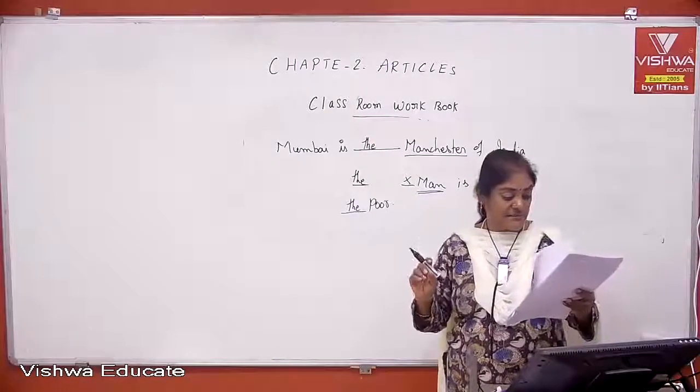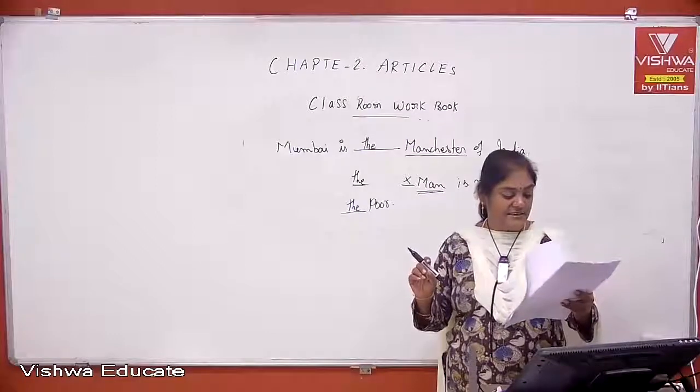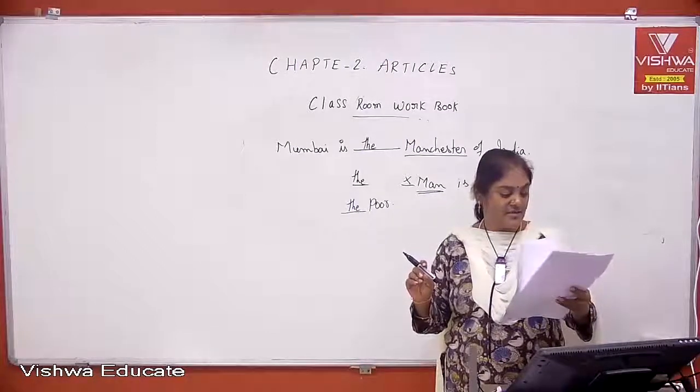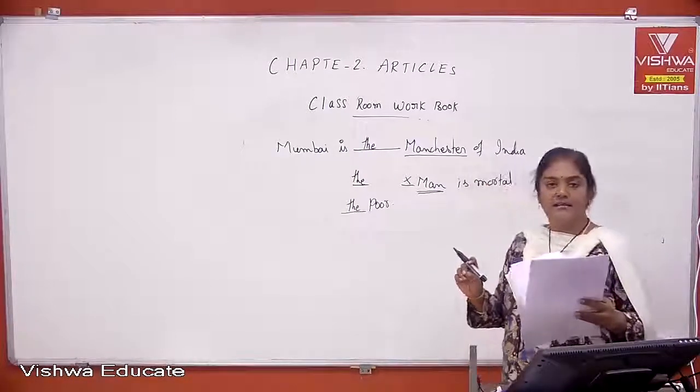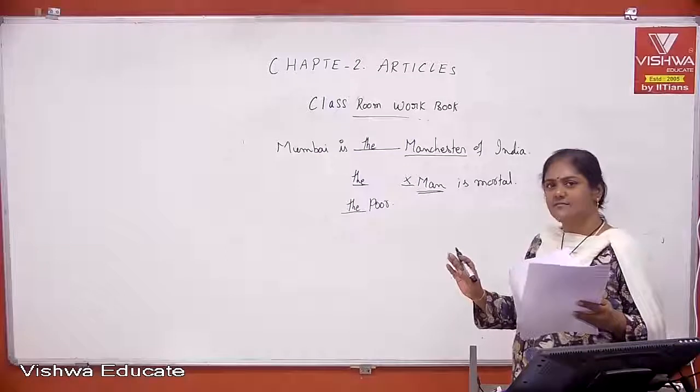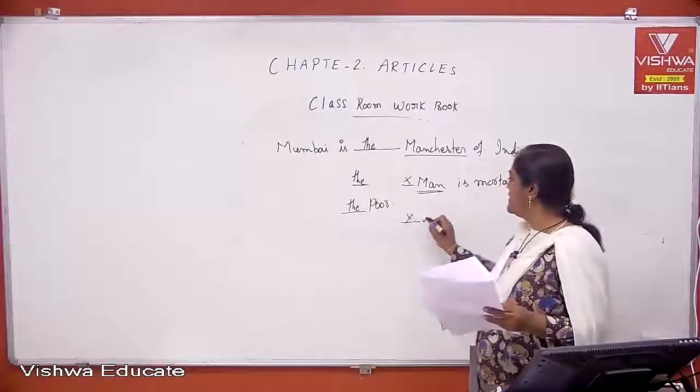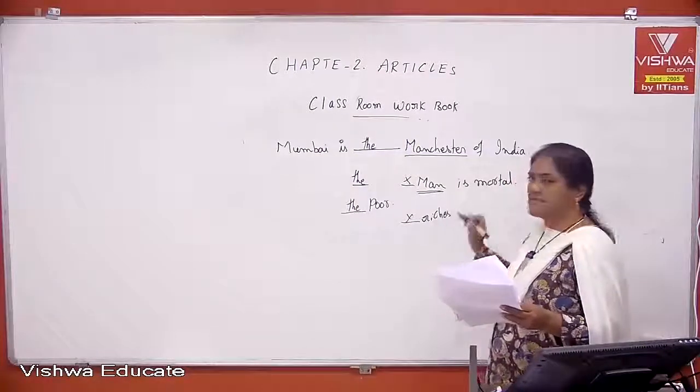Then, next one, 24th question. Sorry, we have to come to 23rd. Wisdom is better than dash riches. Wisdom is better than riches. That's all. No article before riches.